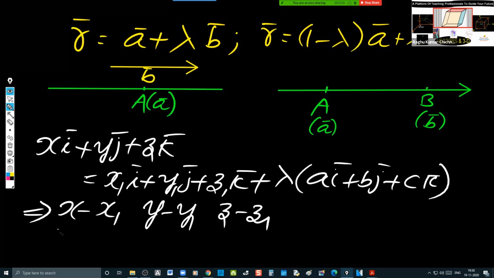And by a you will get, by b you will get, by c you will get. There is equality in between, is equal to lambda. So both are the same. You have to understand that. Both are the same, please.